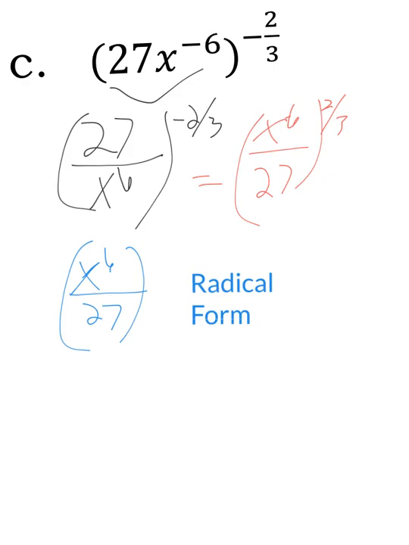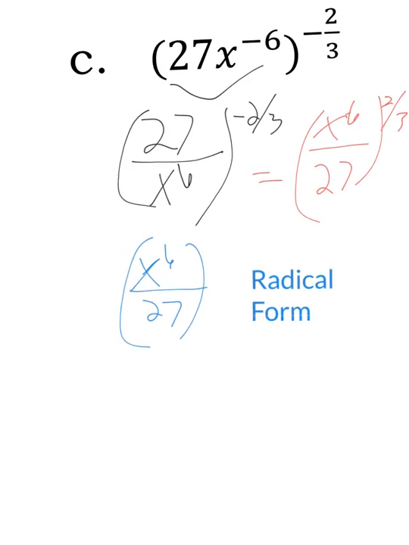So back to converting this to the radical form. The bottom number is your root, so the bottom number is 3. So I'm going to take the 3rd root of x to the 6th over 27, and then I will square it.